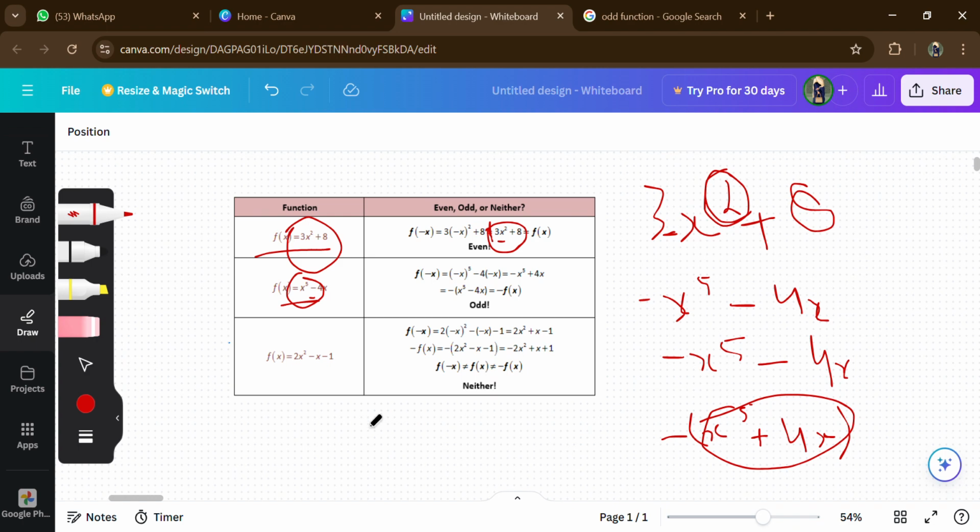And in the third situation, you could see in this solution that it is neither even nor odd, that is called the neither even nor odd function.